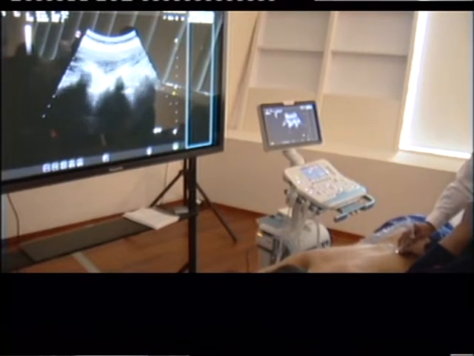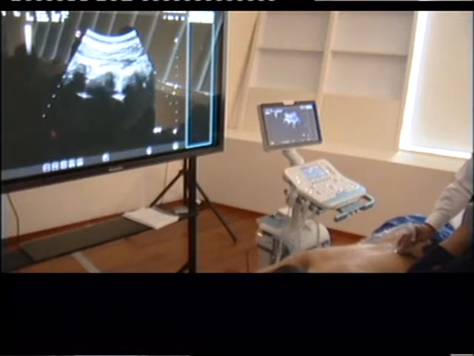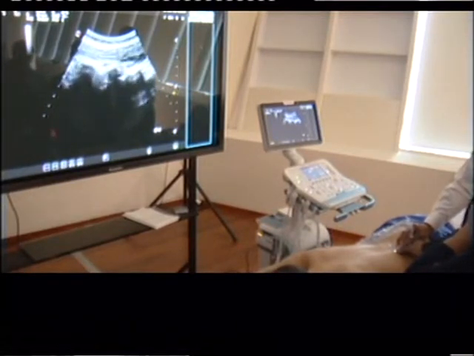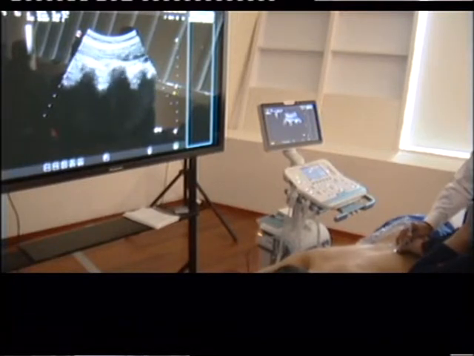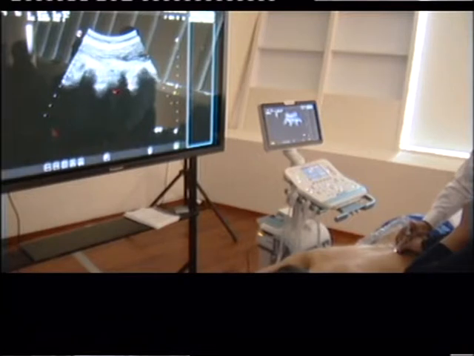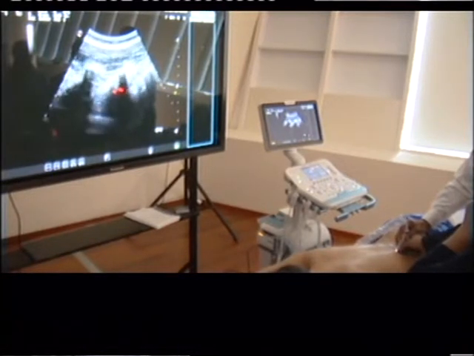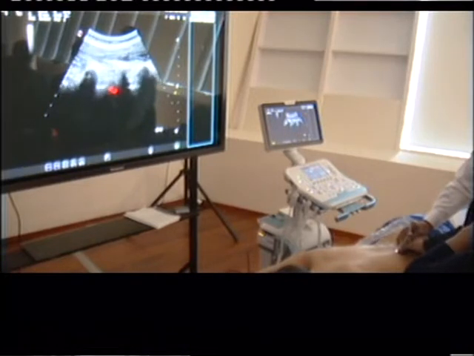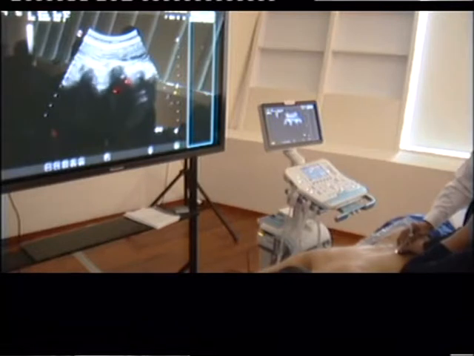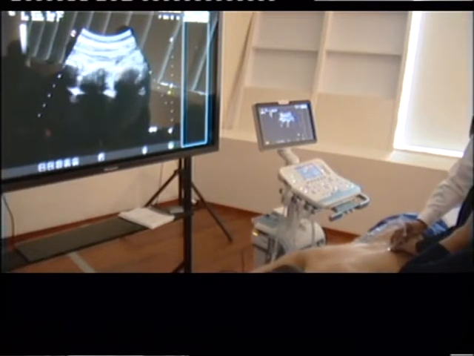So we're going to go out. See the lamina, the facets, nerve roots, nerve root, and this is a transverse process, lumbar plexus. And you can block the lumbar plexus. Lumbar plexus, nerve roots, the facets, epidurals. So epidural.